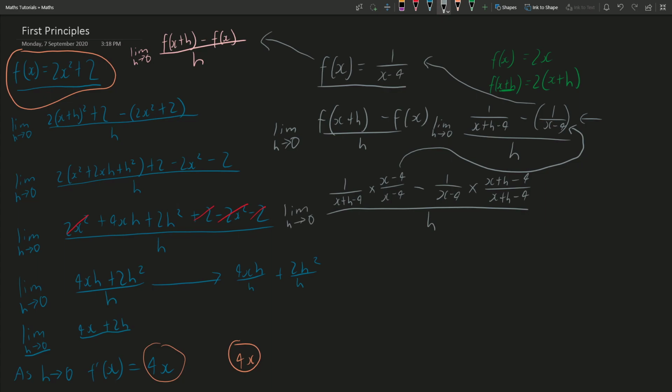Alright, we're then going to multiply all of these terms out. So we have x minus 4 on x plus h minus 4 times x minus 4, minus x plus h minus 4 on x plus h minus 4 times x minus 4. So same thing as the other side. Alright, and make sure to put the limit out the front. And this whole thing is on h.